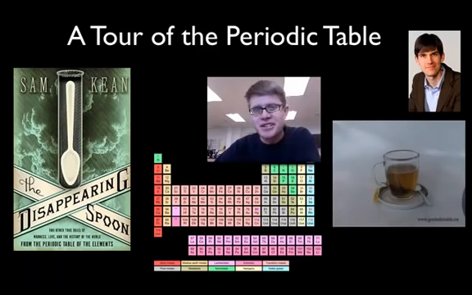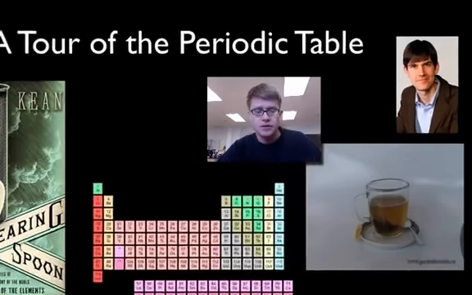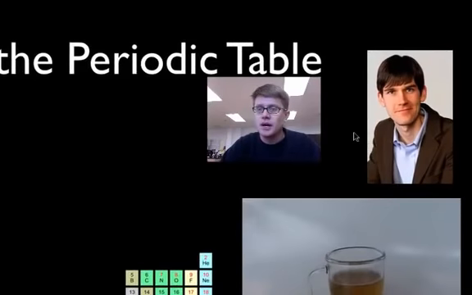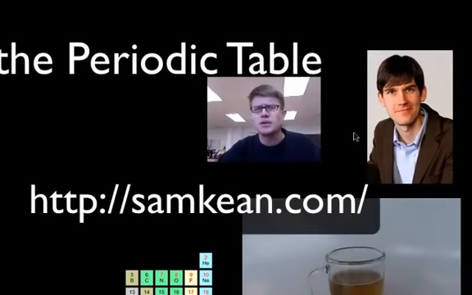Hi, it's Mr. Anderson, and today I'm going to take you on a tour of the periodic table. A book that I've been reading, I'm not quite done, but it's really fascinating, is called The Disappearing Spoon. It's written by this guy over here. His name is Sam Kean. If you want more information, you can go to samkean.com. It's neat. It's got a lot of trivia on the periodic table.